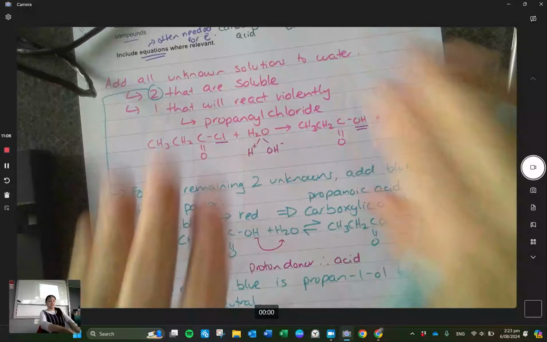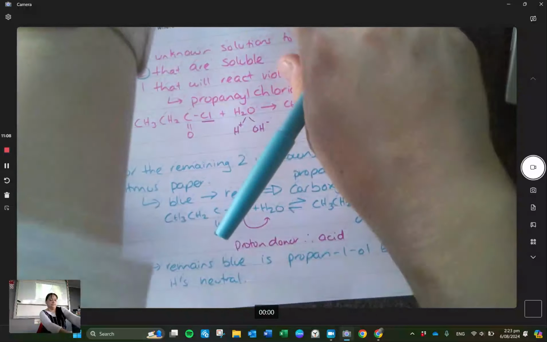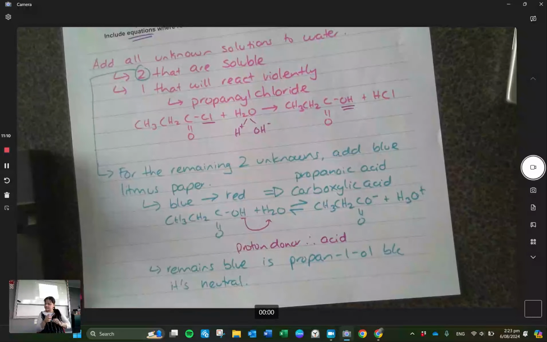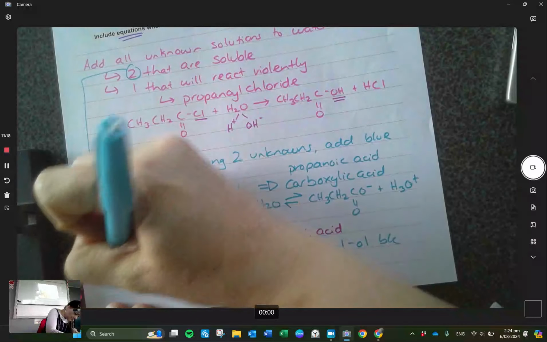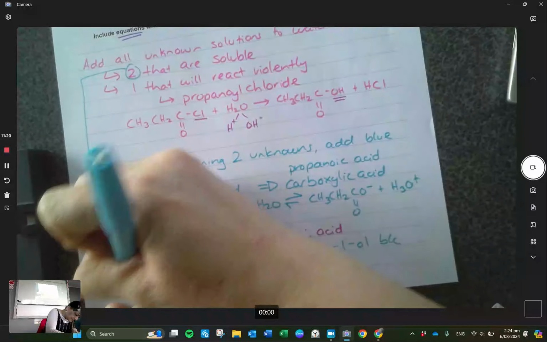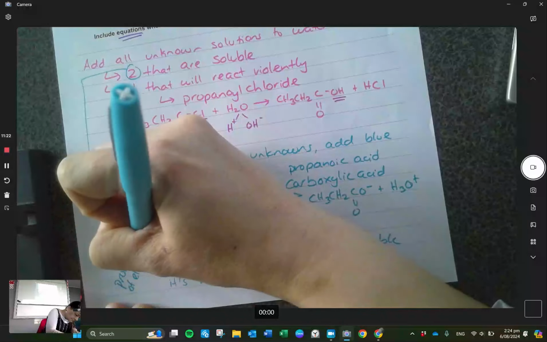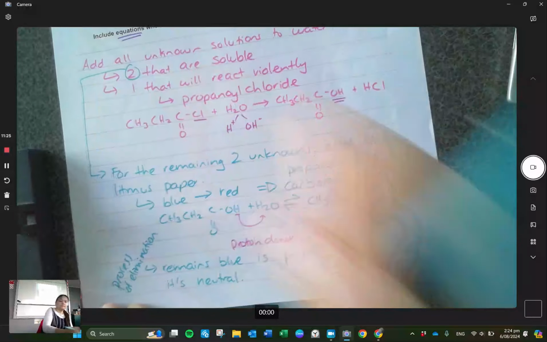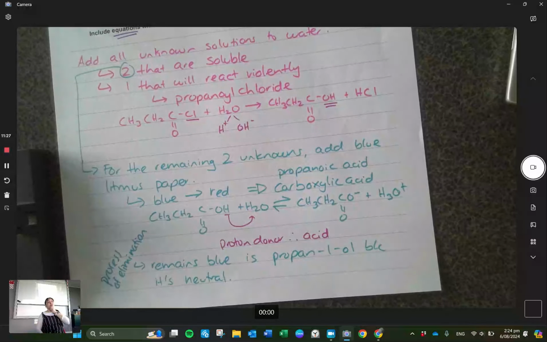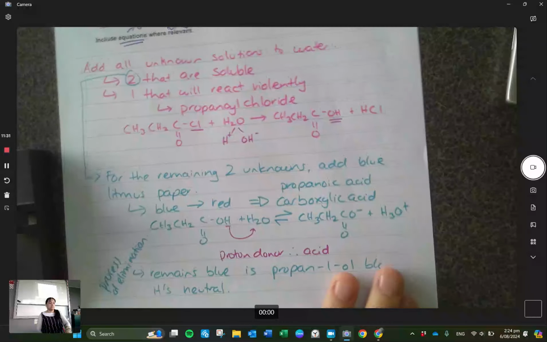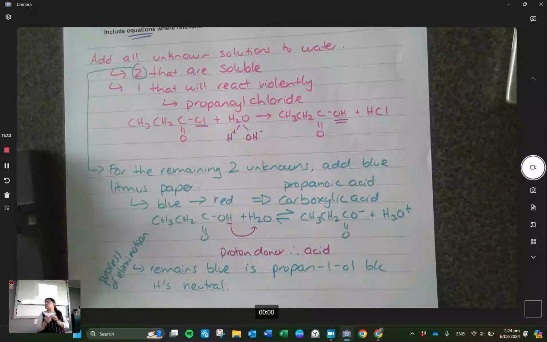Not an acid or a base. And that's how I figure out my 3 compounds. So basically you figure out this one by process of elimination, which is a valid way to figure things out. Questions, concerns, or comments? Does that make sense?